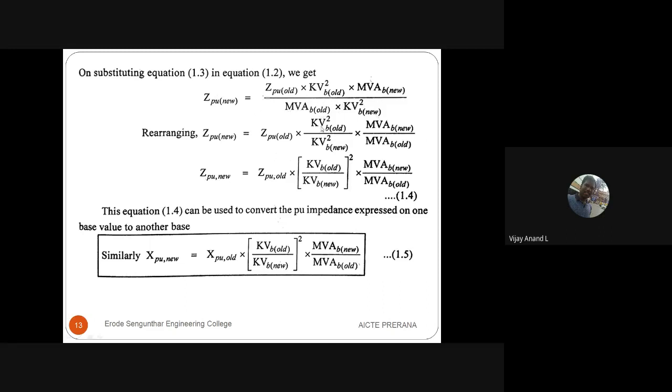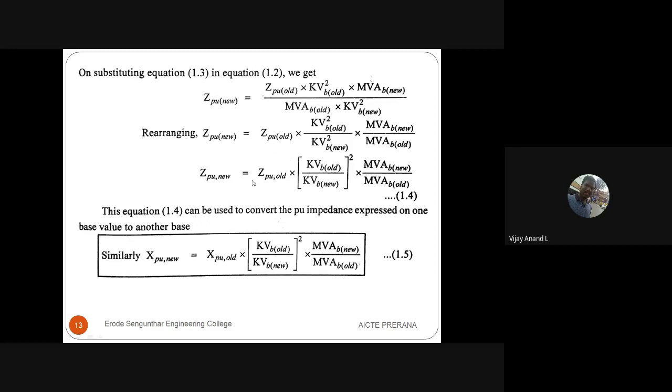Now we are going to rearrange this ZPU new equation. Then finally we get ZPU new is equal to ZPU old into KVB old divided by KVB new, the whole square, into MVAB new divided by MVAB old. Take it as equation number 4.